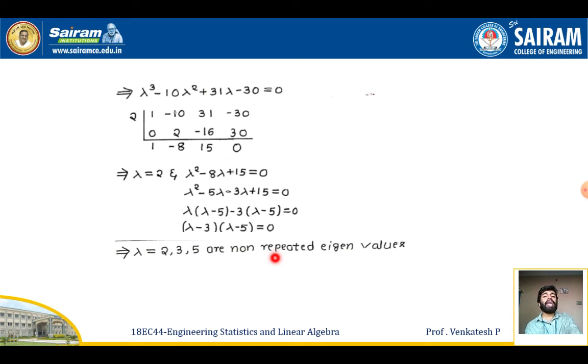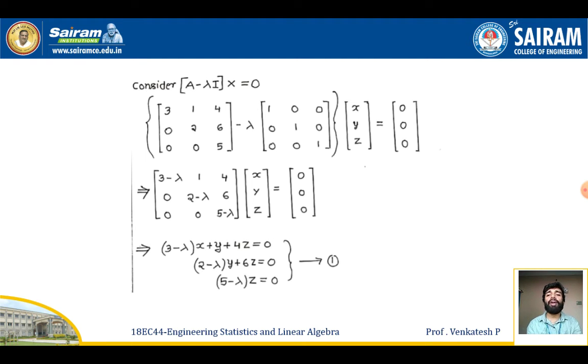Now for these eigenvalues, I'm going to estimate the eigenvectors. The first thing is we have to consider the matrix to find the eigenvectors. Consider (A minus lambda I) x equal to 0. Take the matrix A minus lambda into the identity matrix. Since A is 3 cross 3, take I also 3 cross 3, and x is a column matrix which is useful in finding eigenvectors, and 0 is a zero matrix here.